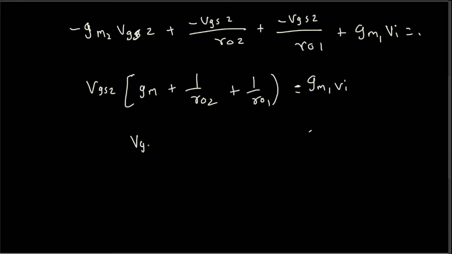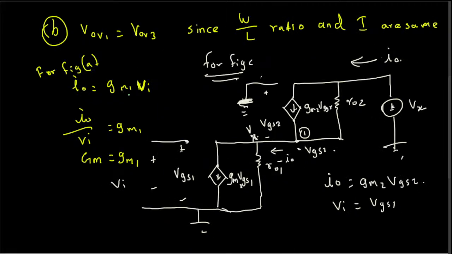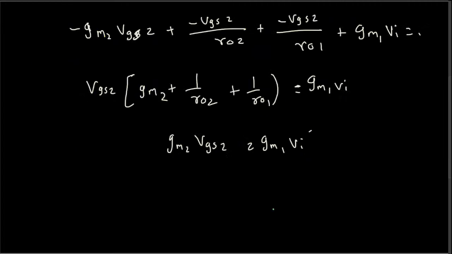VGS2 GM2, or we can say GM2 VGS2 is equal to GM1 Vi, and GM1 Vi is nothing but I naught. This is equal to I naught.